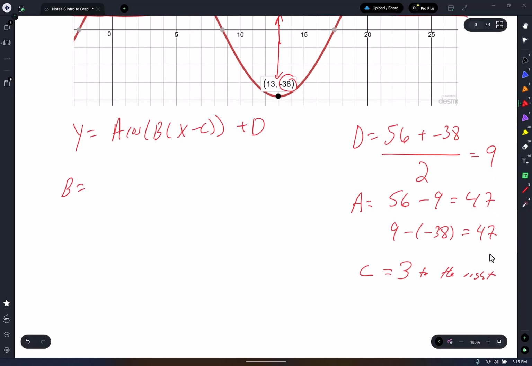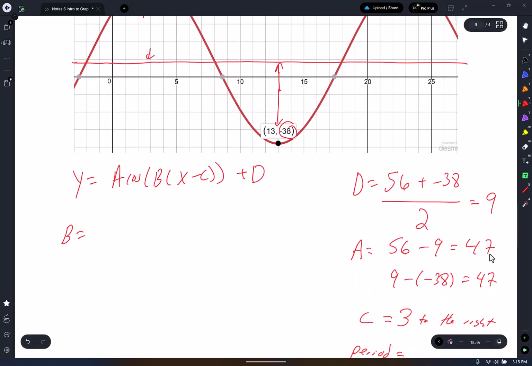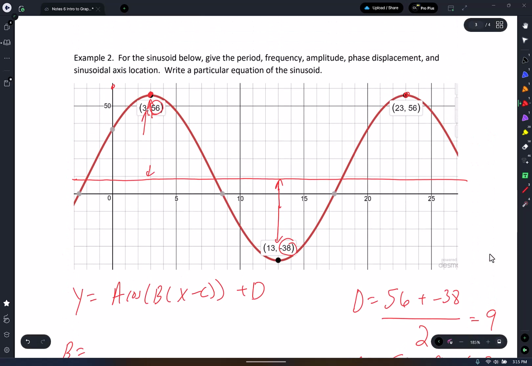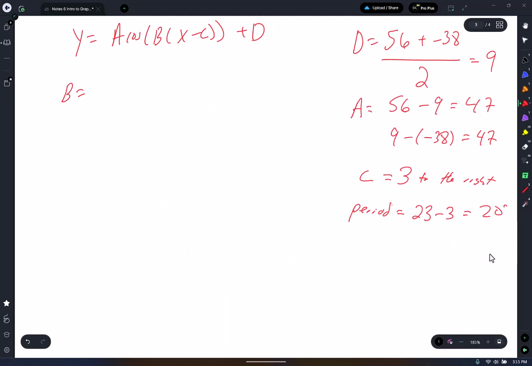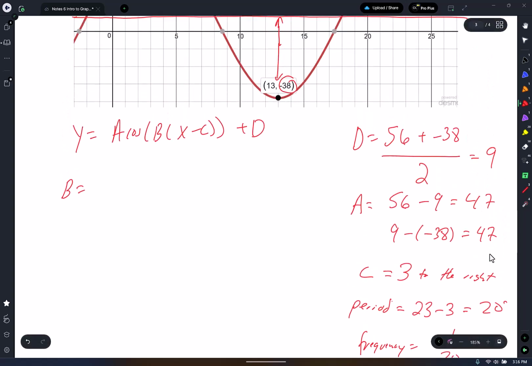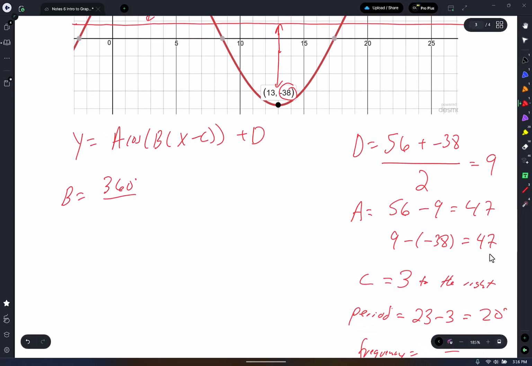The B, I get it from finding the period. The period, well, let's see, peak to peak. I have a peak at 3. I have a peak at 23. So just go 23 minus 3. Or if you see it, you can just write 20. 20 degrees is the period. It also wanted the frequency. The frequency is just the reciprocal of your period. So it's not all that. Frequency is 1 over 20. If times in seconds, then it's a hertz. Okay, what's the period? What's the beat? 360 divided by 20.